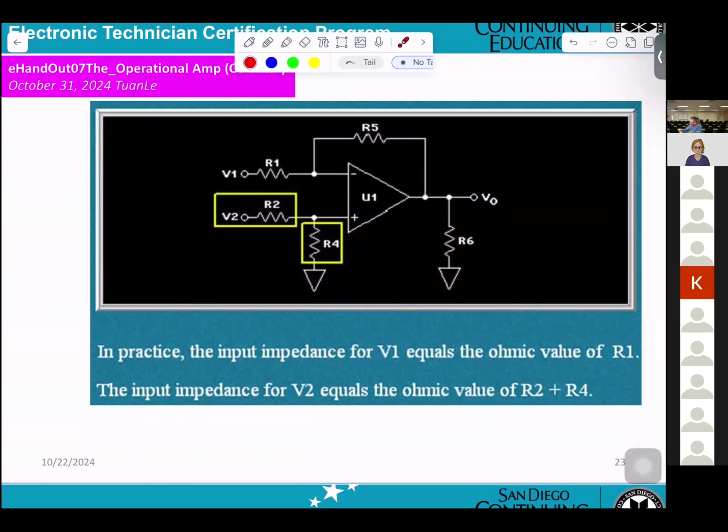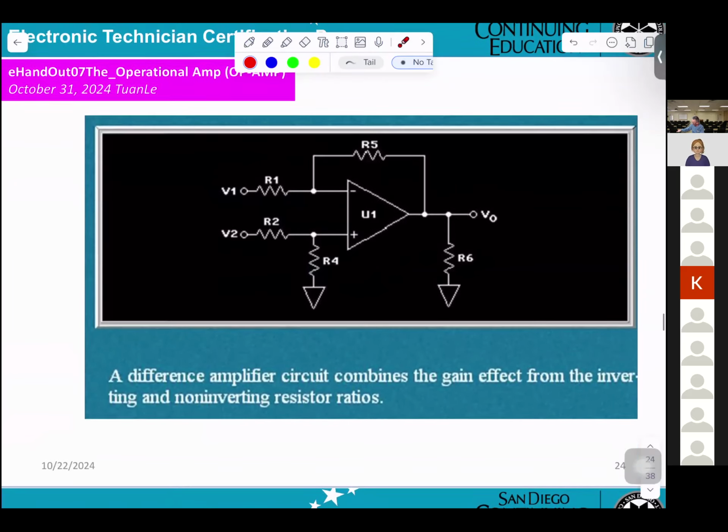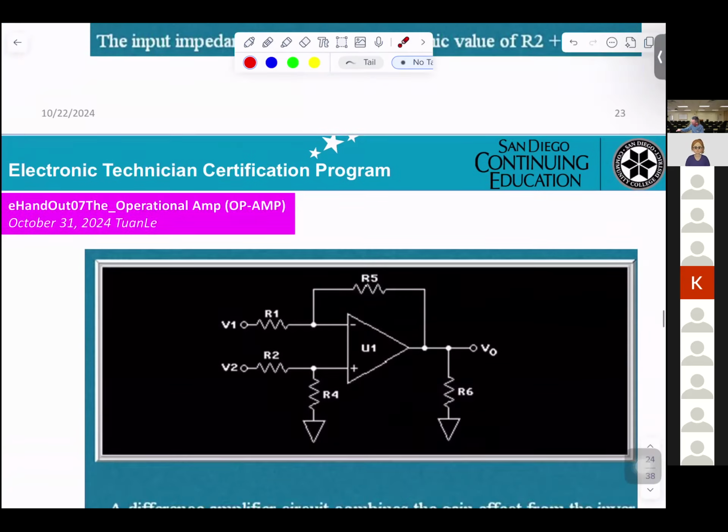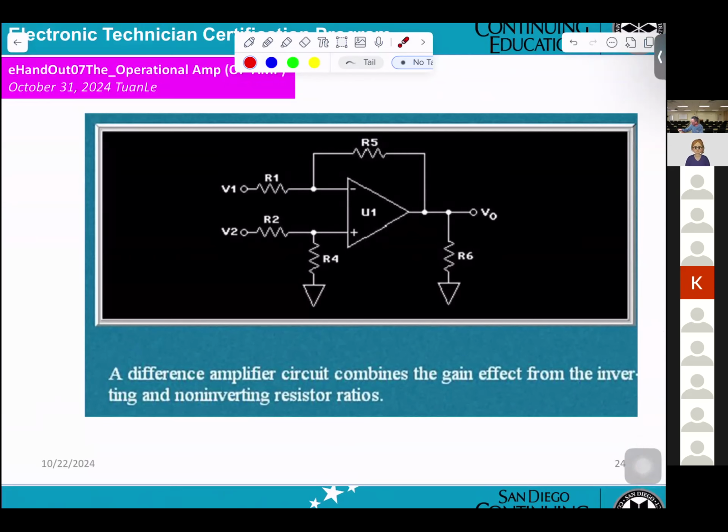In practice, the input impedance for V1 equals the ohmic value of R1. The input impedance for V2 equals the ohmic value of R2 plus R4, because there is a voltage divider right here. A differential amplifier circuit combines the gain effect from inverting and non-inverting resistor ratios.